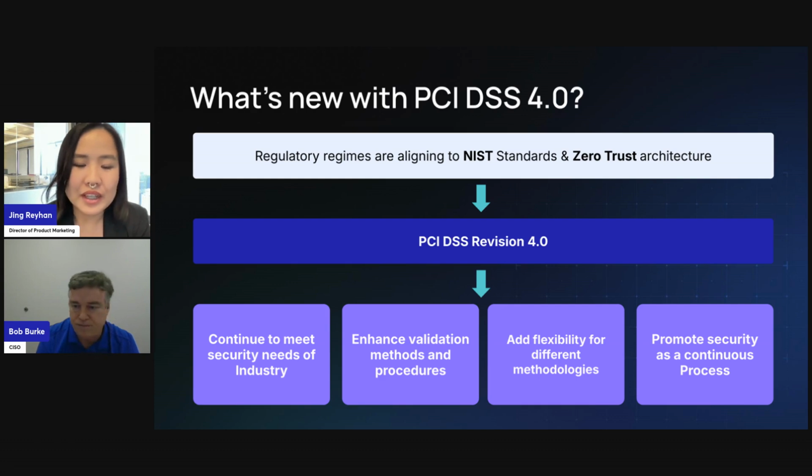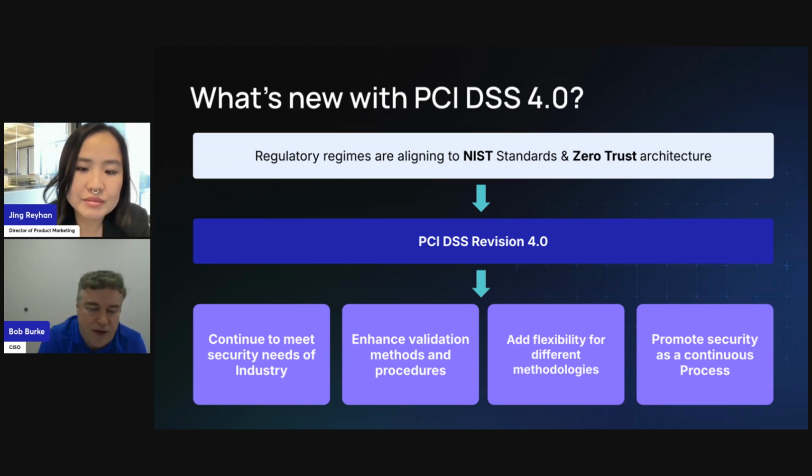Yeah, it's super interesting that PCI as a regulatory body is following this. Do you have any theories on why they're looking to NIST as the standard that they want to align against? Yeah, no, that's a great question.